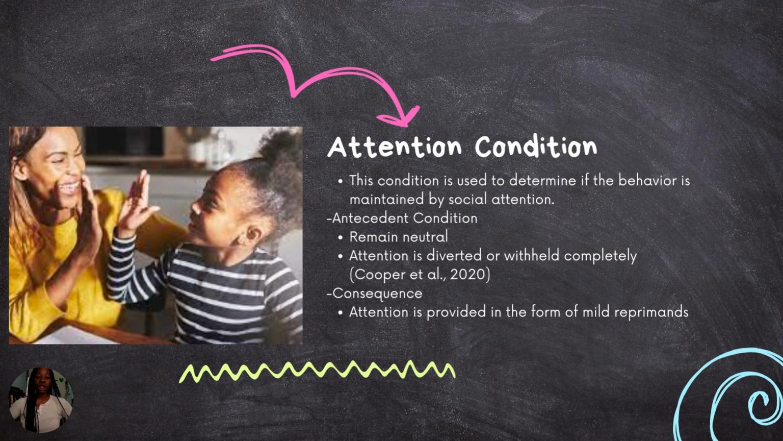In the attention condition, the condition is used to determine if the behavior is maintained by social attention from others. In the antecedent condition, we are going to make sure that we are remaining neutral. That is very important. We must remain neutral and all attention is diverted and withheld completely. So if the behavior does occur, we will be able to provide them with attention. But it is very imperative that we understand that this attention that we provide is in the form of a mild reprimand.